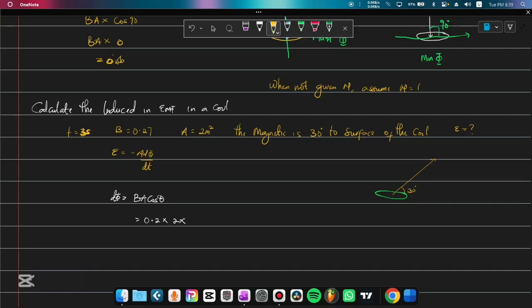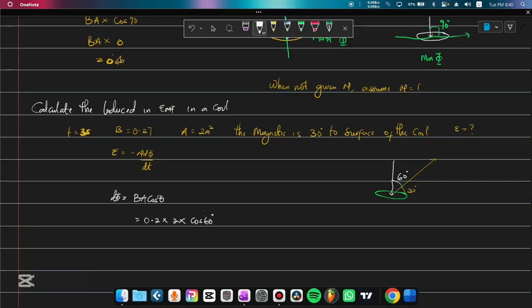And don't forget, we said theta is the angle between the magnetic field and the normal, not the surface, the normal, which is the perpendicular line. This is the normal. Therefore, if this is 30 degrees, theta is going to be equal to what? 60 degrees. Therefore, we are going to be saying multiplied by cos 60. Please, are we together? I hope you are understanding what we do.